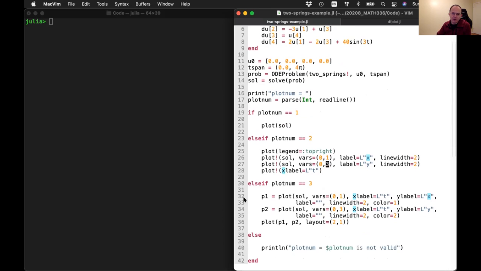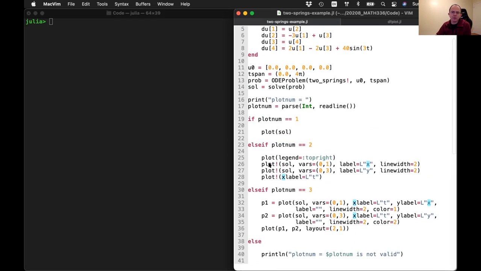And then down here, this is sort of doing the same thing, but now separating it into 2 separate plots. So I create a plot 1 for x, and then I create a plot 2 for y. And then I put those 2 on a single plot, one stacked on top of the other. So 2, 1 means 2 rows and 1 column. So they'll be on top of each other.